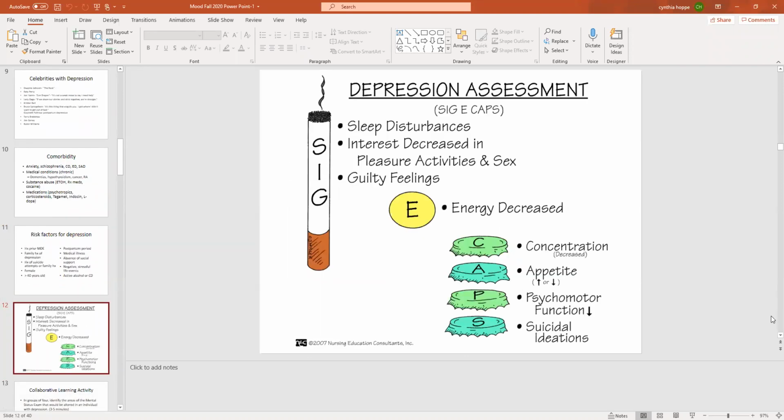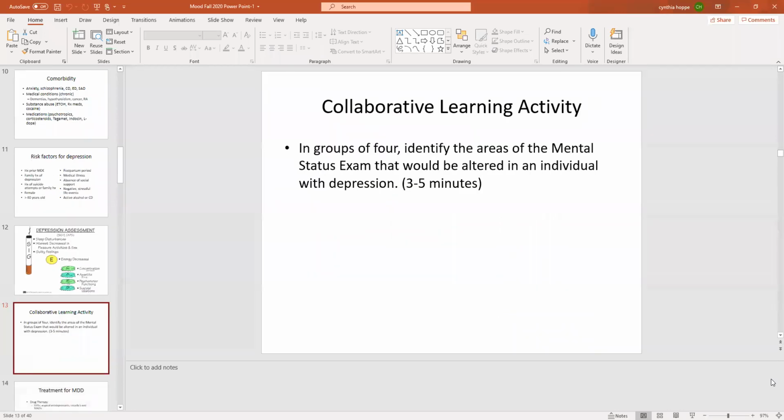All right, this is just a visual of what we see in a depression assessment. And yes, it can get to the point where they're suicidal. We're going to talk about suicide a little bit. Now, we're not going to do this as a group. Usually we would do that if we were in class. But I'm strongly suggesting that you look at that mental status form and look at those areas that would be affected with mood disorders in general.